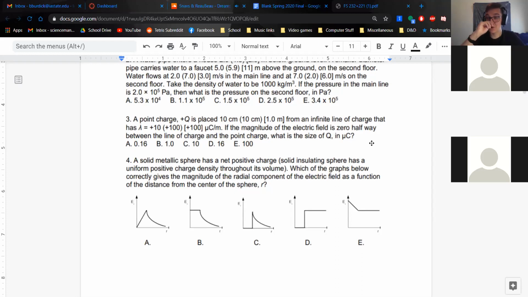Yeah, so we've got a point charge. So now that's the fluids portion. There aren't any more fluids questions on this exam. What we've got is a charge placed an equal distance from a point charge and a line charge, and we want to know what is the size of the point charge that's keeping it there. So sketch this out if it doesn't make sense right away. But it's not super complicated, I promise.